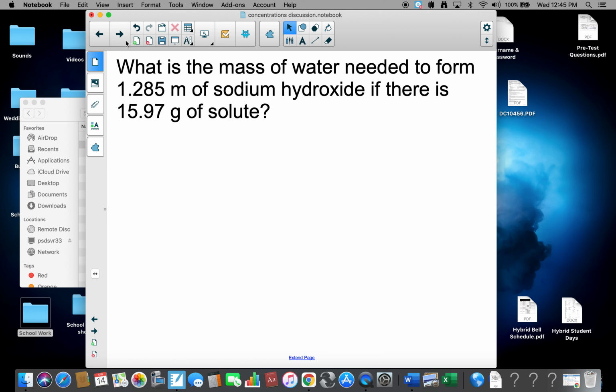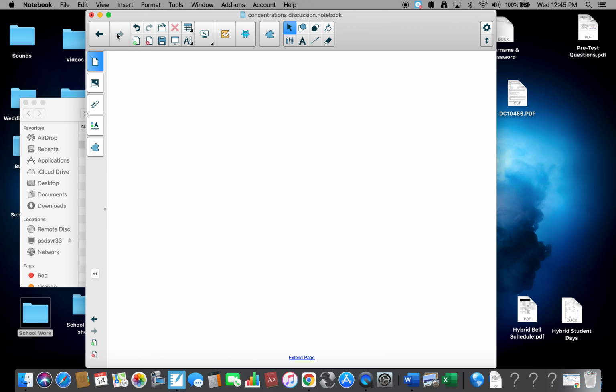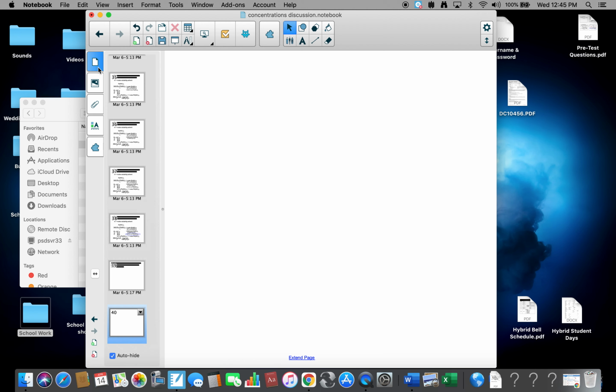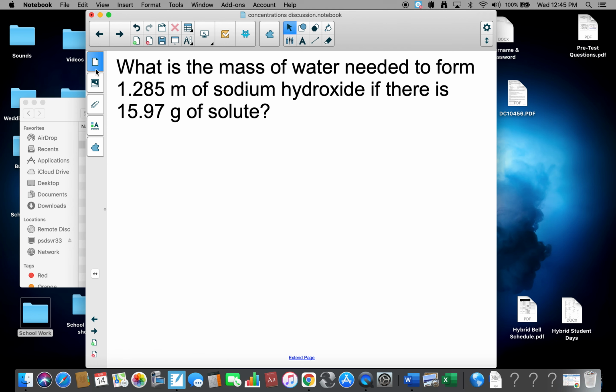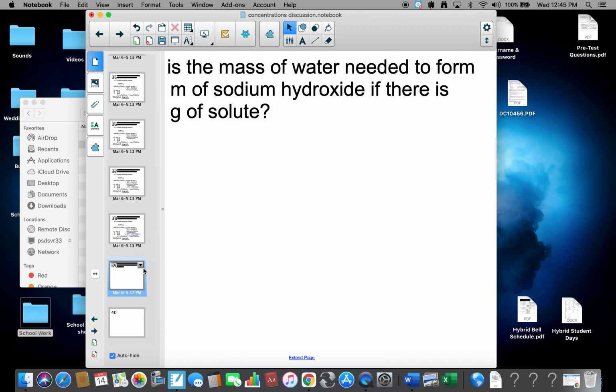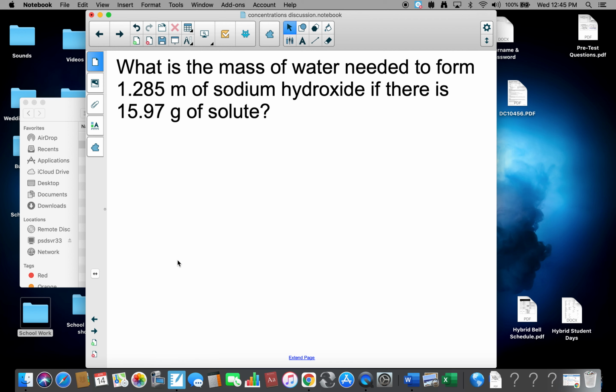Copy this down. We'll do this in class. What is the mass of water needed to form 1.285 molal sodium hydroxide if there is 15.97 grams? We'll do this one in class as well.